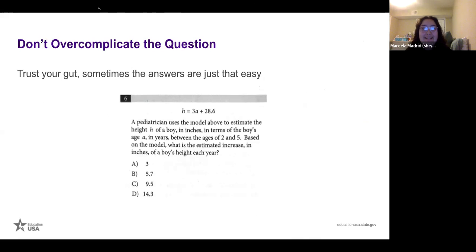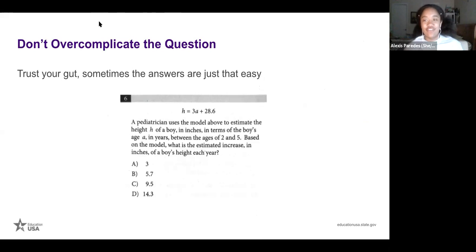So the next one is don't overcomplicate your question. Sometimes just trust your gut. I'm going to give you guys 15 seconds to get the correct answer for this one.